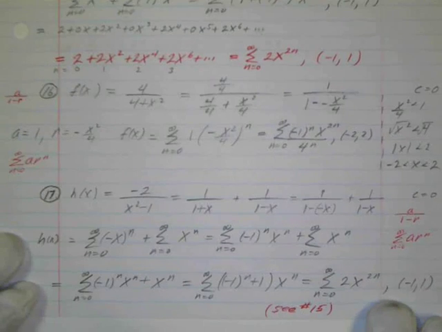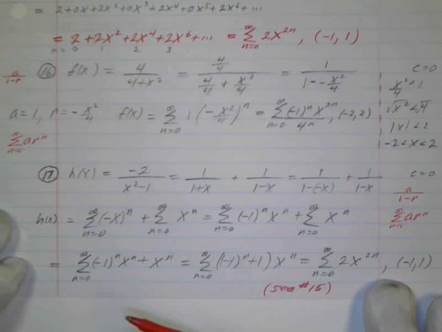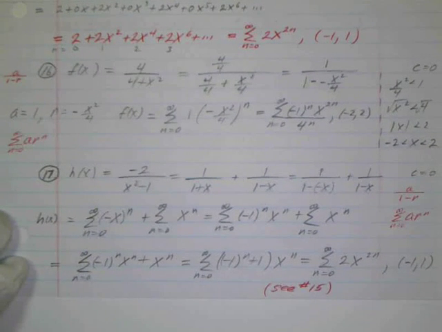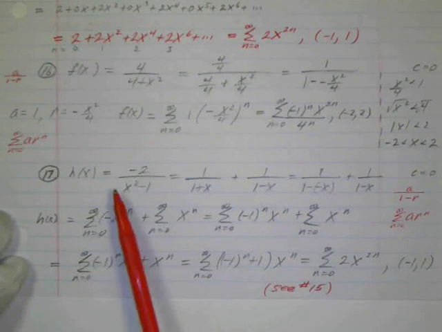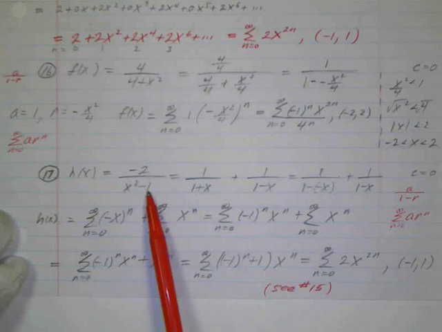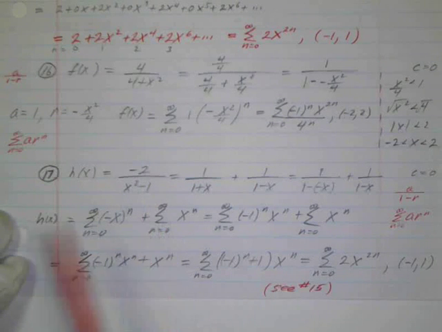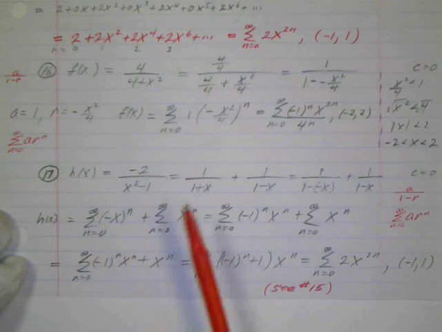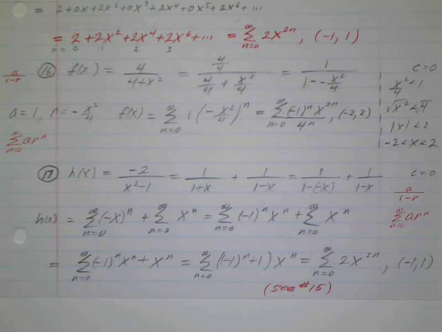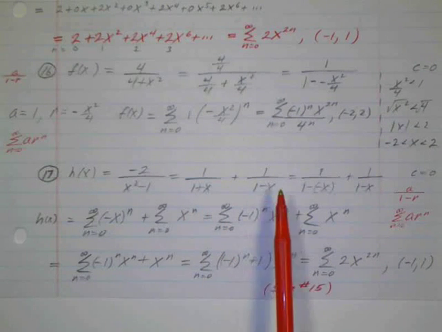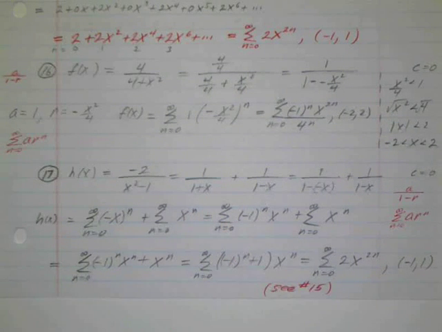Okay, let's take a look at number 17. And this was h of x, negative 2 all over x squared minus 1. I think they actually gave you this. Yeah, look at this on number 17. They actually tell you the decomposition. So this is equal to this. So they actually did the partial fractions for you, so you wouldn't have to do it.